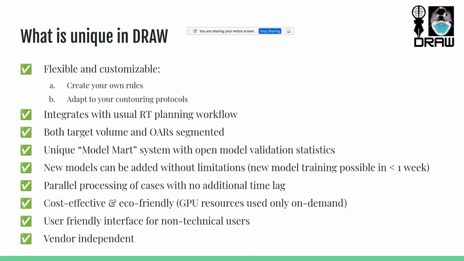So what is unique with Draw is that it is a very flexible and customizable system. It allows you to create your own rules and adapts to your contouring protocols. It integrates with your usual RT planning workflow. We no longer restrict ourselves to target OARs only. Target volumes are also something that we can do. And our system follows a unique model mart system. So essentially, at the end of the day, we provide you with a shopping cart of models which looks something like this.